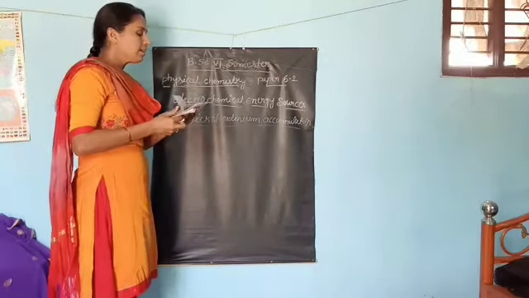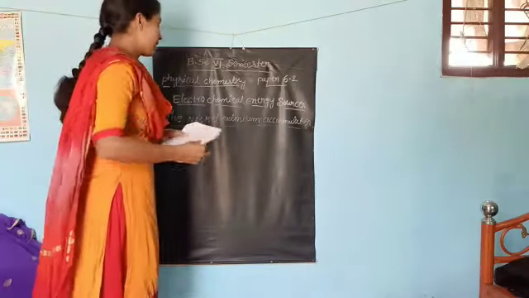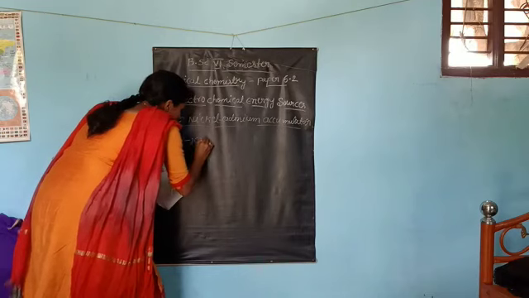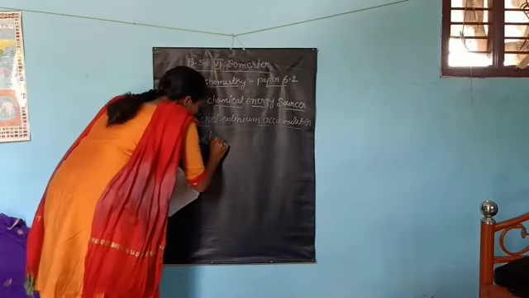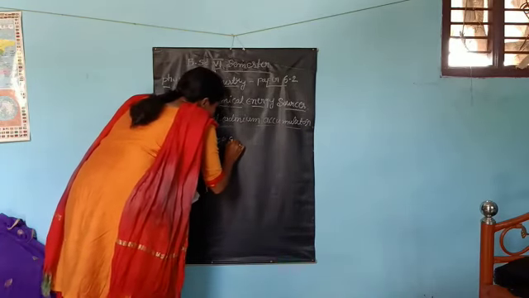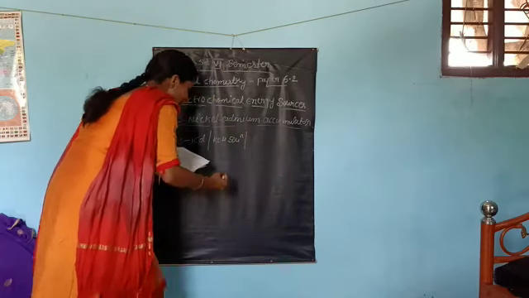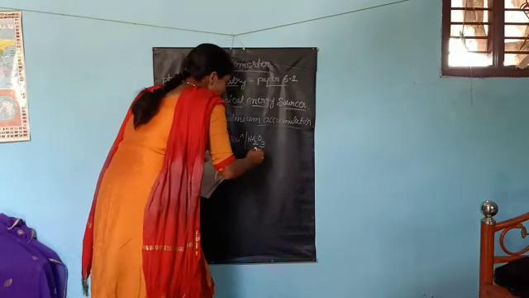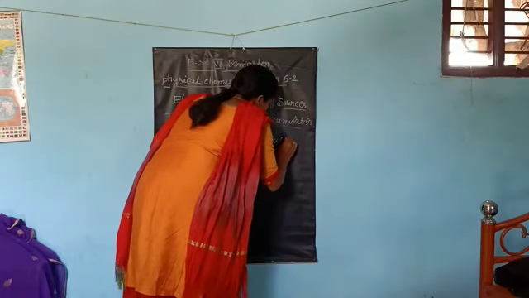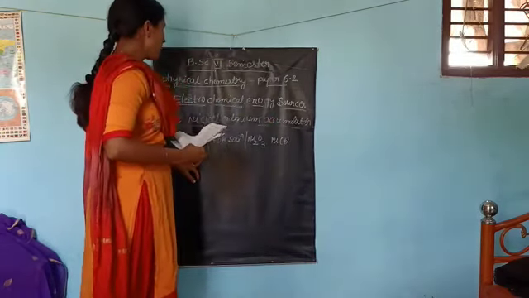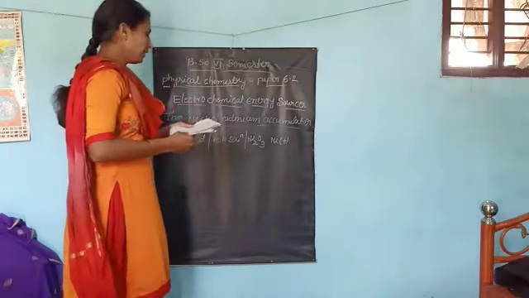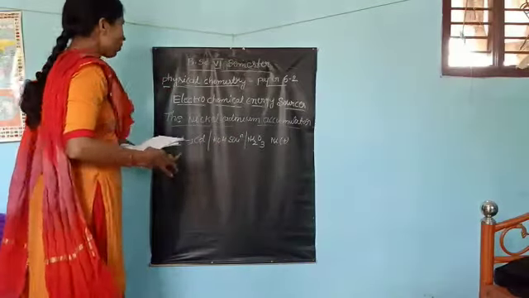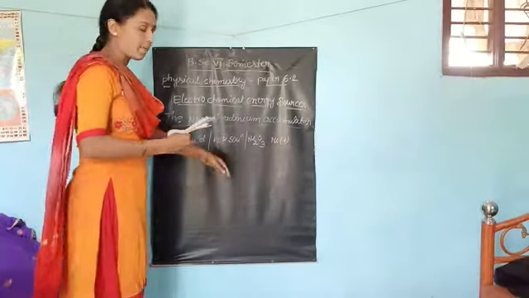The accumulator can be represented as: anode cadmium, KOH solution, nickel oxide, nickel cathode. And the overall reaction of the accumulator can be represented as follows.